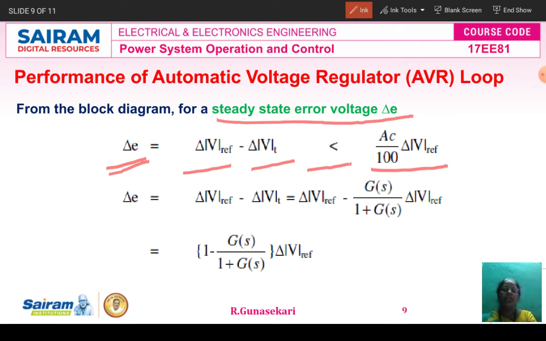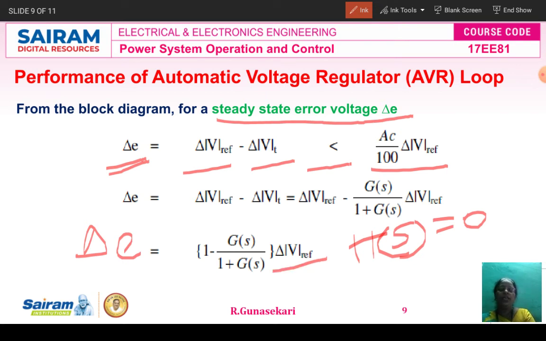Now del E equals del V reference minus del Vt, that is equal to del V reference minus G of S divided by 1 plus G of S into del V reference. Here the H of S equals 0, that is, the closed loop feedback is equal to 1. So del V reference is there in both terms, and we can take it outside. Therefore del E equals del V reference into 1 minus G of S divided by 1 plus G of S.